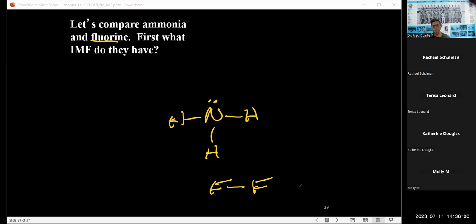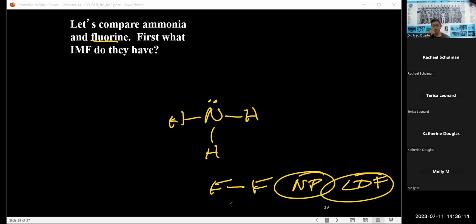Being diatomic, that means that fluorine is nonpolar. And being nonpolar, the only force that's involved here is London dispersion forces for fluorine. So it has the weakest force.